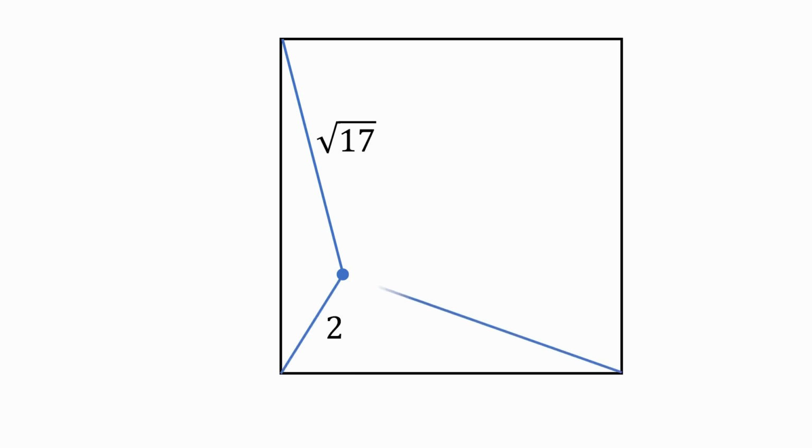Start with the square. Pick a point in the interior. The distance to the upper left corner is the square root of 17, to the lower left corner is 2, and to the lower right corner is 5. Solve for the area of the square.